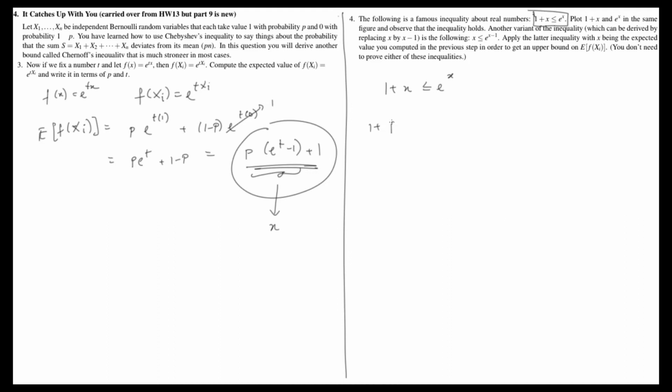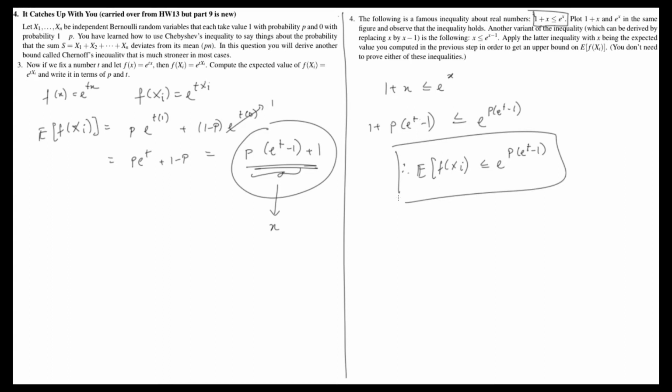So what is 1 plus p times (e to the t minus 1) going to be less than or equal to? It's just e to the x, where this part is x, so e to the p times (e to the t minus 1). Therefore, since this is the expectation of f of xi, the expectation of f of xi is less than or equal to e to the p times (e to the t minus 1). Therefore, this goes in the box. Alright, so that's it for part 4 of question 4.